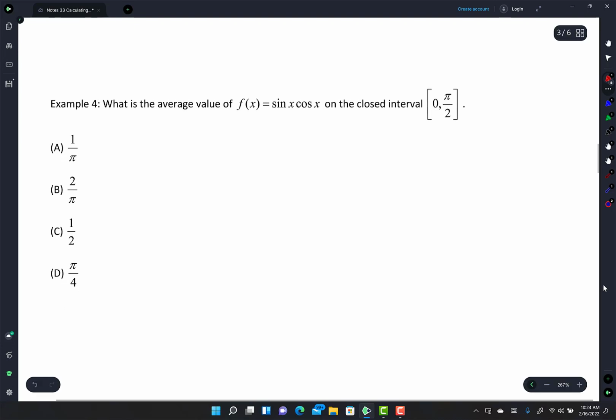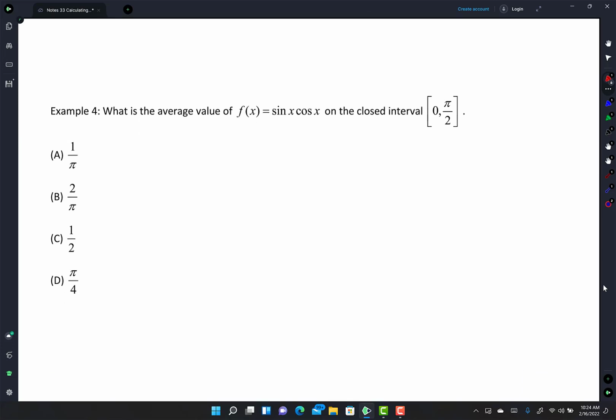Oh, we can't do that one yet. Okay, we can, but it's called u-sub. Well, I guess let's talk about it first. It says, what is the average value of f of x equals sin x cosine x on the closed interval 0 to pi? And you're correct.